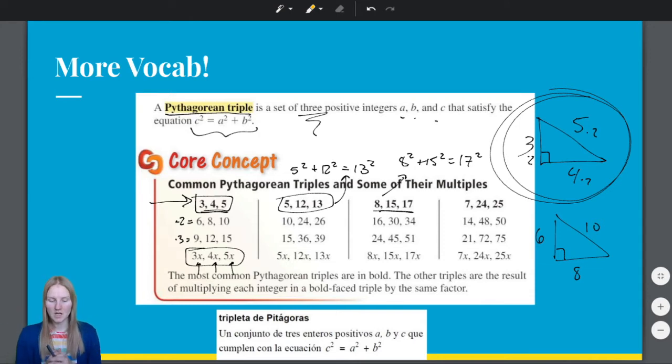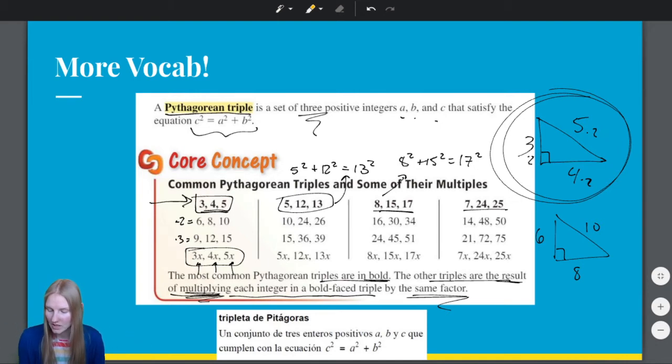So, the most common Pythagorean triples are in bold up here at the top. The other triples are the result of multiplying each integer in a boldface triple by the same factor. Gotta be by the same factor, right? We multiplied by 2 on all the sides, so gotta multiply by 2 on all the sides, but yes.